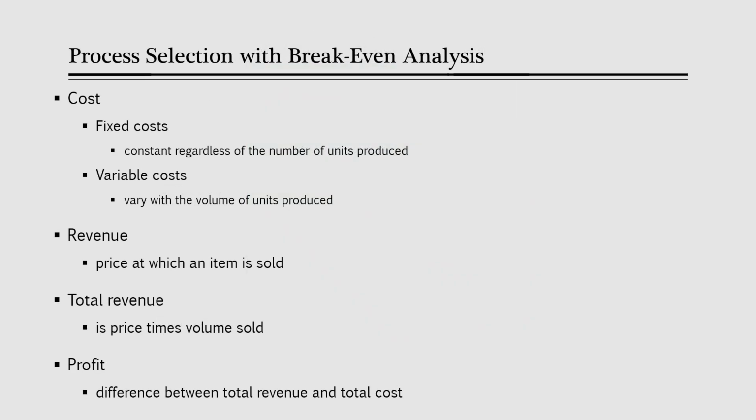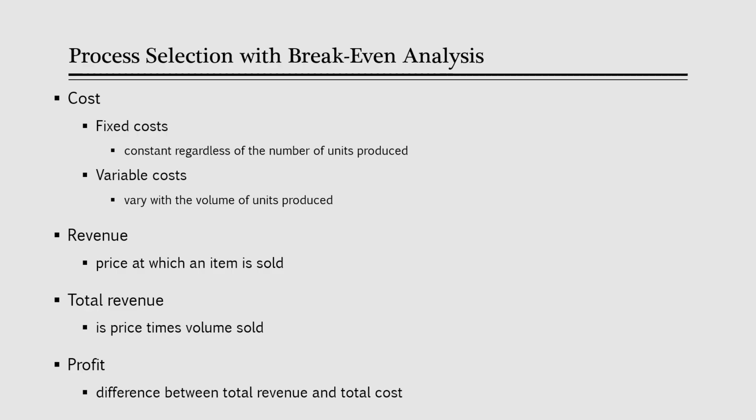Now let's see how we are going to select the process with break-even analysis. Break-even means we are going to have no profit or no loss. So first we are going to identify what are the costs involved in these processes. There are two types of cost, that is fixed as well as variable. Fixed cost means it is constant regardless of the number of units produced. When it comes to variable cost, it's varied with the volume of units produced.